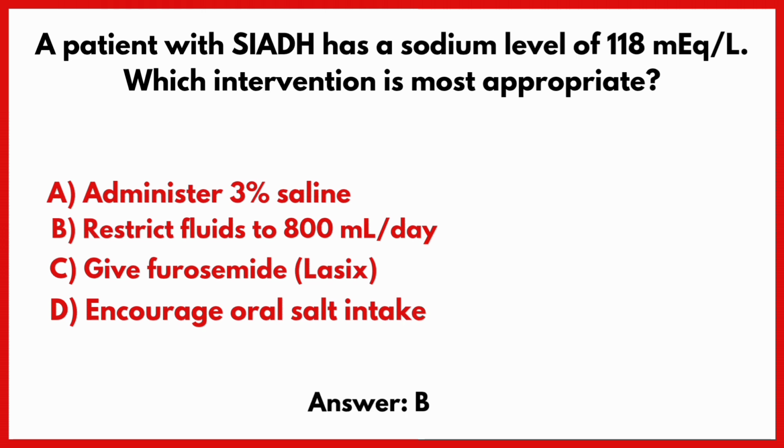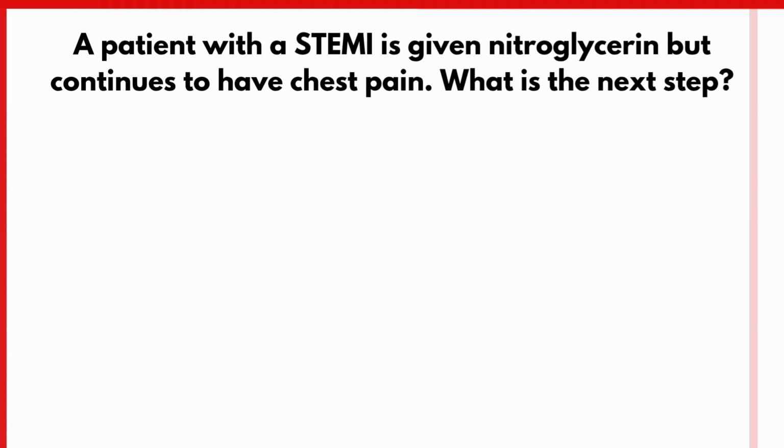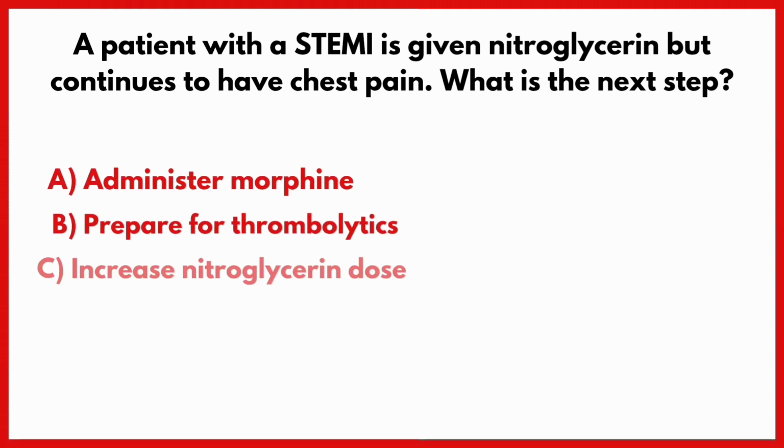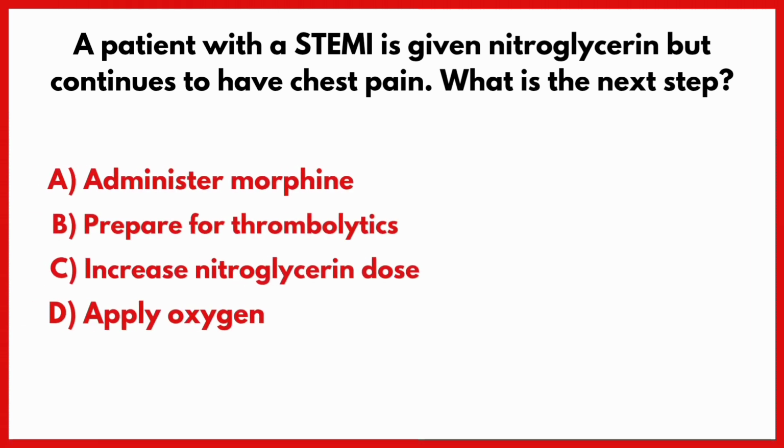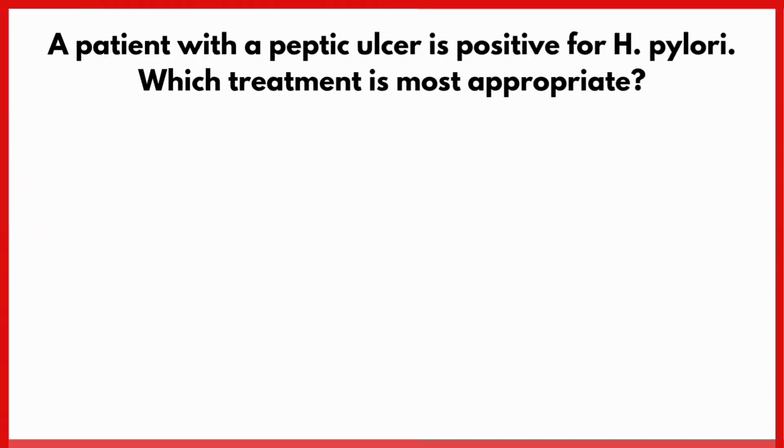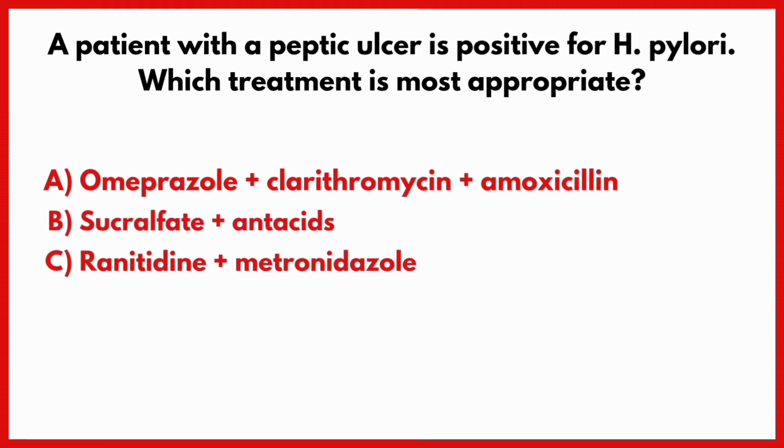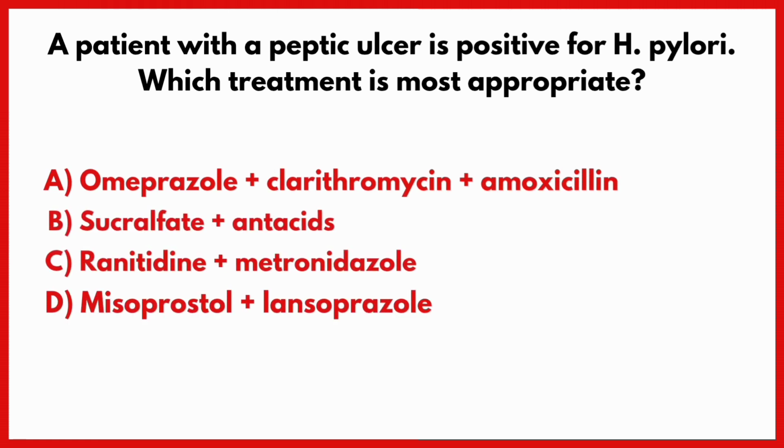Restrict fluids to 800. A patient with a STEMI is given nitroglycerin but continues to have chest pain. What is the next step? Correct answer is option A. Administer morphine. A patient with a peptic ulcer is positive for H. pylori. Which treatment is most appropriate? Correct answer is option A.